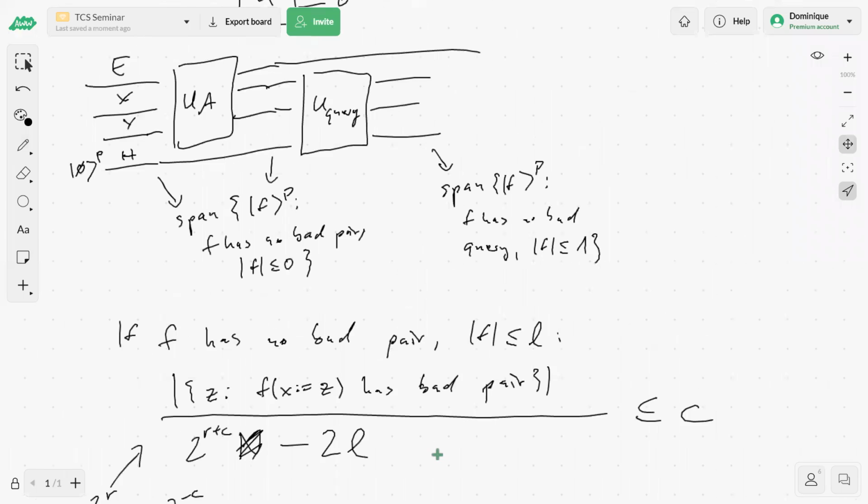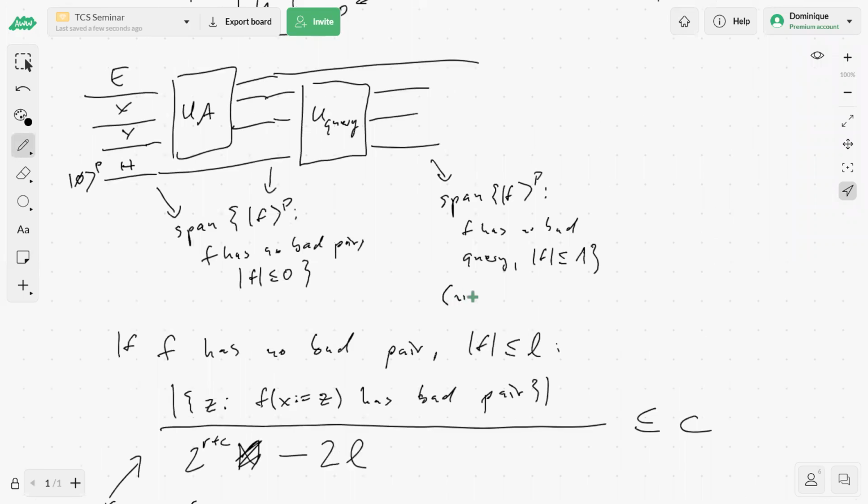So this means that this new invariant now holds with an error of 4 times the square root of C, which was 2 to the minus R. And this we can do the same thing again and again, roughly, I ignored this thing. This we do with every U query.